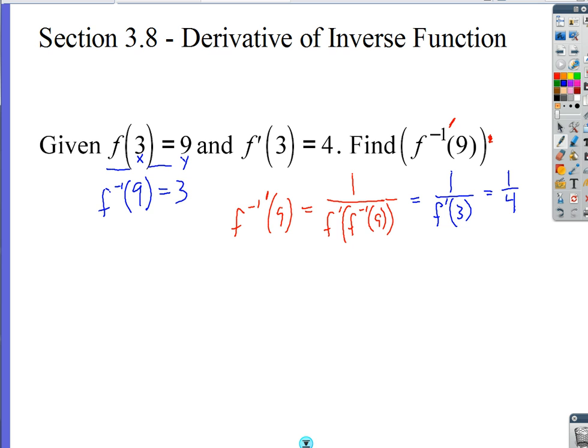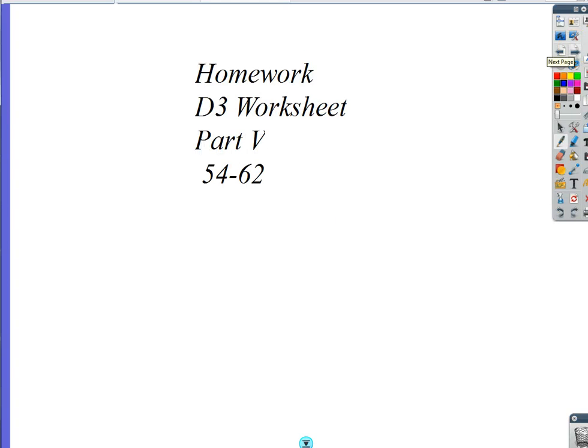That's what you're going to have to do for your homework based on this section. It's right here, the D cubed worksheet. We haven't gone there in a while. Part 5, 54 through 62. That's the end of this section.